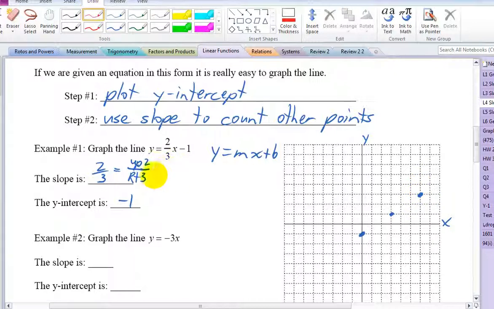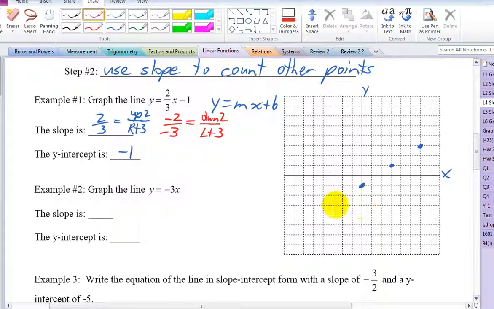Now, how can we also write negative 2/3? We could also use -2 and -3. What does that tell you to do? Down 2, left 3. So from that point, go down 2, left 3. Down 2, left 3. Now you can make your line all the way across the grid.